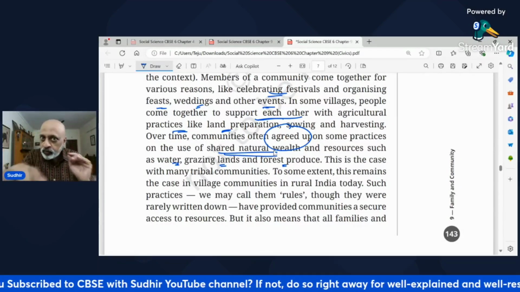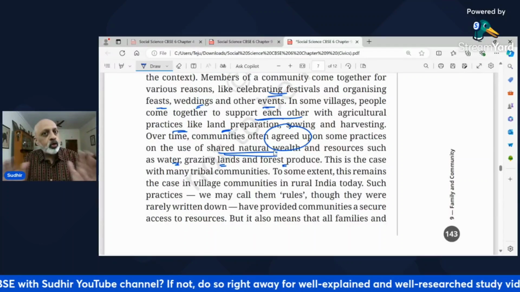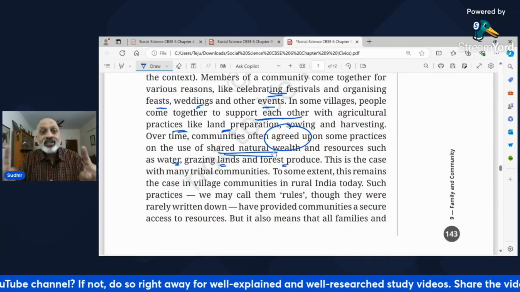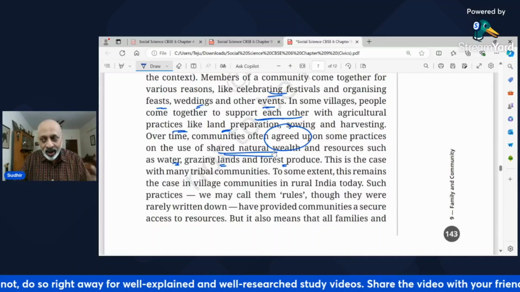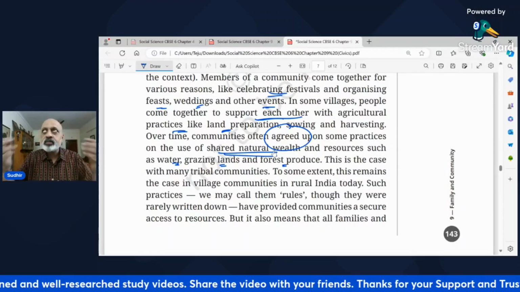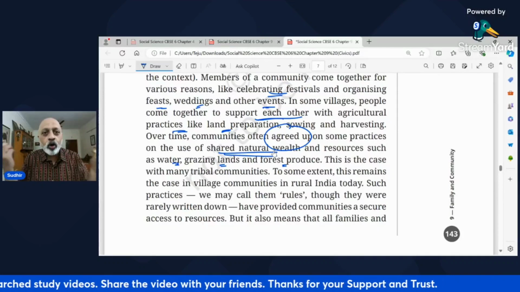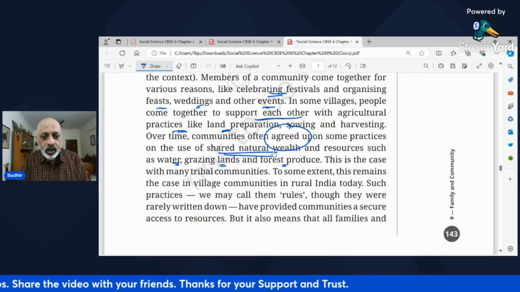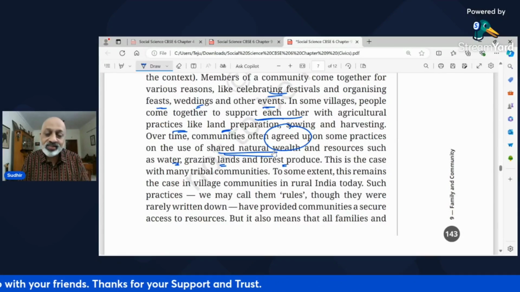After that you use the keywords and you write it in your own language, no problem. But understanding needs to be very clear. And since I have kind of reported a lot on all these things, these things are like on my fingertips. Now, this remains the case in village communities in rural India today.